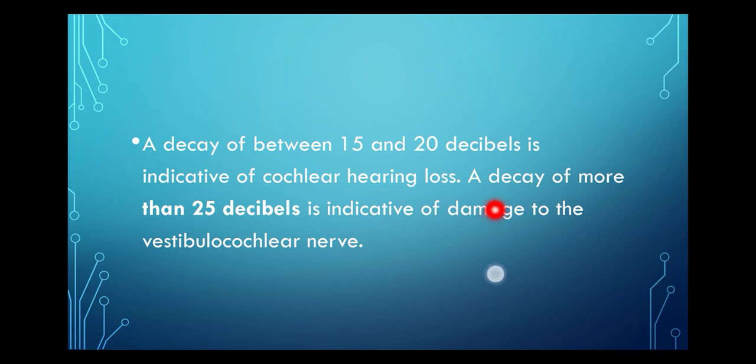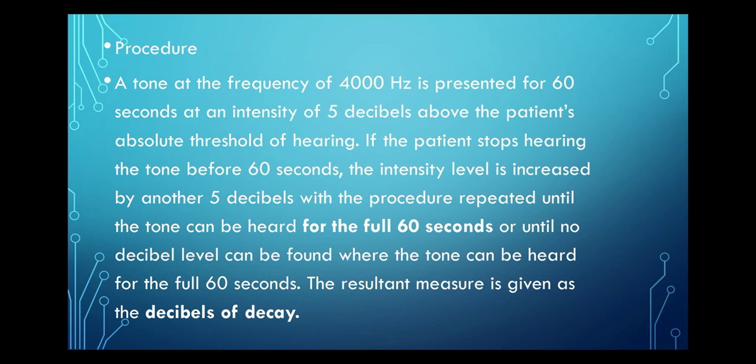Now, how do we perform the tone decay test? A tone at the frequency of 4000 Hz is presented for 60 seconds at an intensity of 5 decibels above the patient's absolute threshold of hearing. If the patient stops hearing before 60 seconds, the intensity level is increased by another 5 decibels and it is repeated until the tone can be heard for a full 60 seconds.